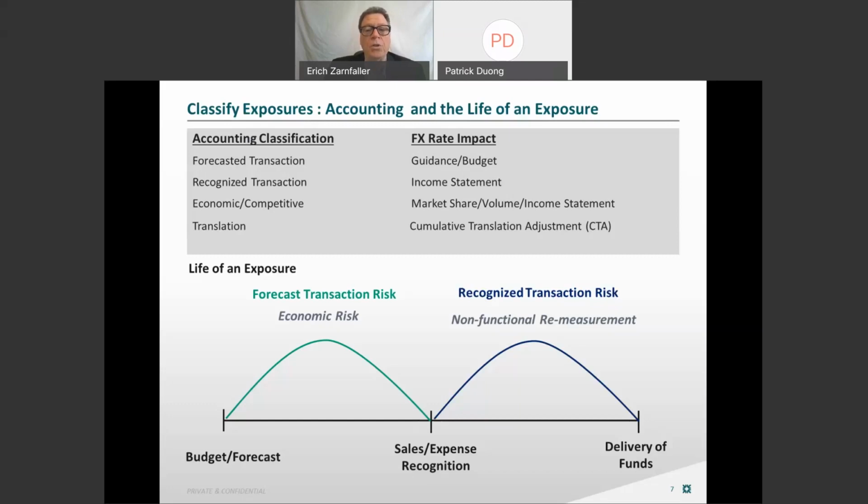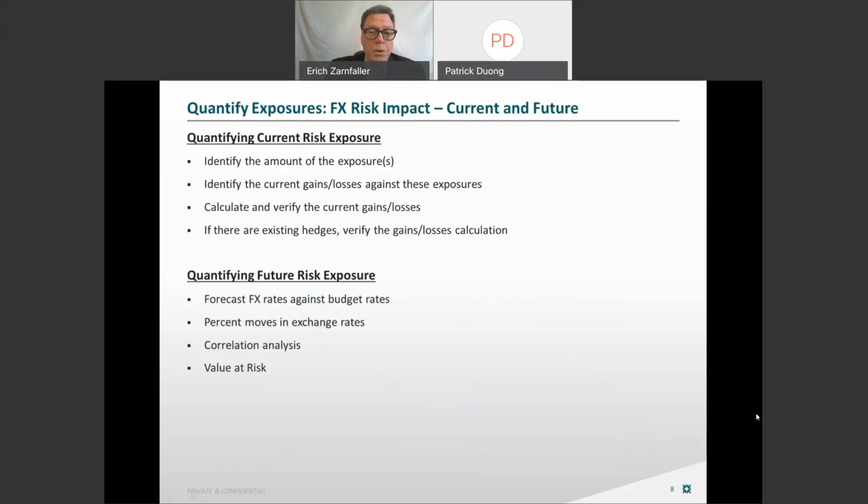The outline of the exposure's life assists with the development of the risk management program. In other words, which phase or phases of the exposure's life will be most important to the company to meet its metrics. The next slide covers quantifying the current and forecast impact of the exposures.